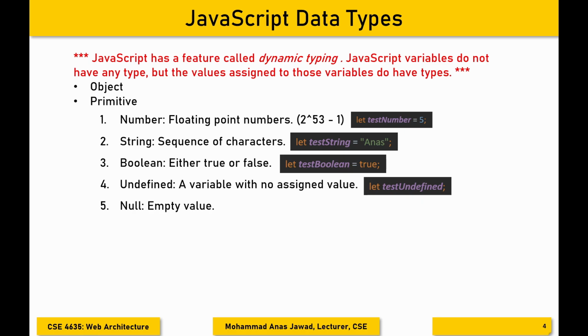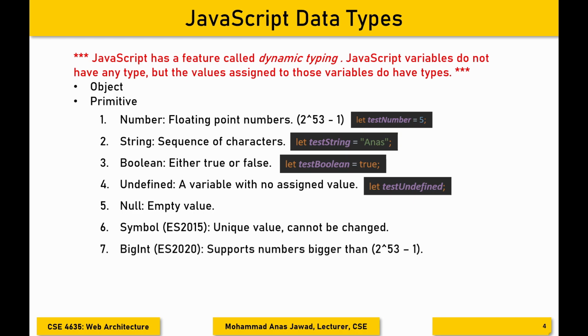Next, we have the null value, which is pretty self-explanatory. We have the symbol type, which basically denotes a unique value that cannot be changed. Now this data type was introduced in ES 2015, and the use case for this variable really depends on what kind of application you're writing.